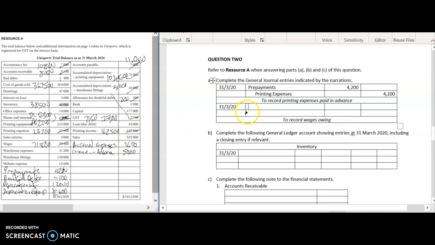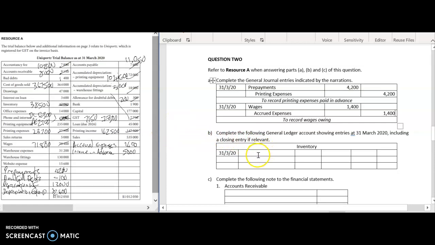Wages owing. So wages owing, you've already done that with the accrued expenses here, and that's on the credit. So the debit actually went to wages for the 1,400. And the credit goes to, don't forget to indent your credit. Nice.